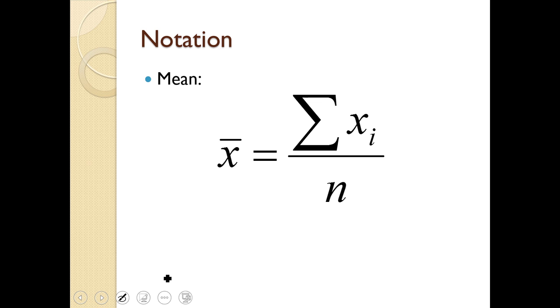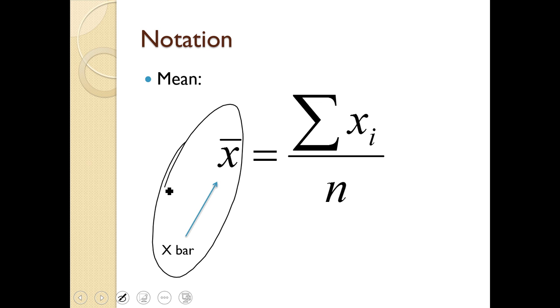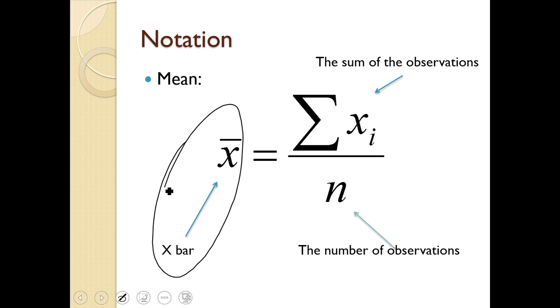In terms of notation, the big thing that we want to make sure that we're taking from here is this idea, this right here, x bar. That's what we're going to use as our notation for mean from now on. So anytime you see x bar, go ahead and realize they're talking about the average. It's just the summation of your observations divided by the total number of observations.